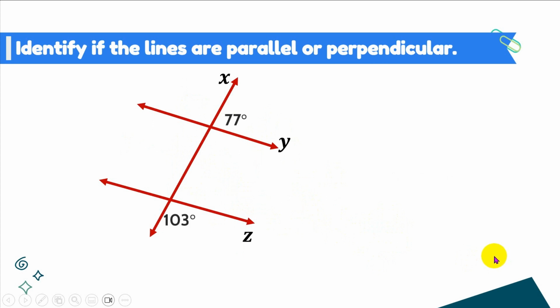So, next, we have your line X, line Y, and line Z. We have these same side exterior angles. Are they supplementary? If yes, ano masasabi natin kay Y at kay Z? They are parallel. Correct. So, supplementary ang same side exterior angles natin. That is why ang ating line Y and line Z are parallel.